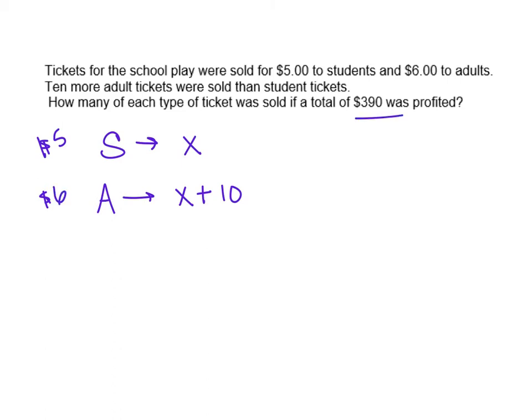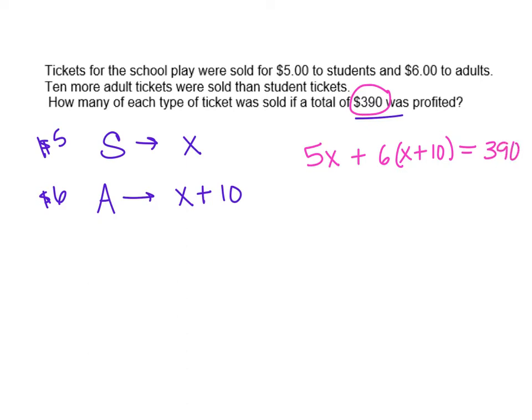And the total was $390. So what we're going to do is take our student tickets, but because our total is in dollars, we want all this in dollars. So for every student ticket, we made $5, so 5x, plus our adult tickets are x plus 10, but again, we charged $6 for each of those, so we multiply by 6, and it equals 390.